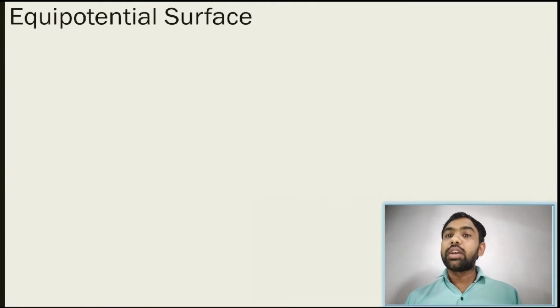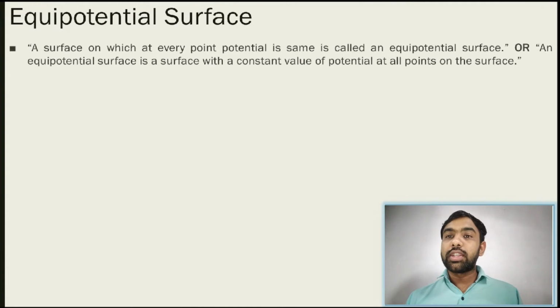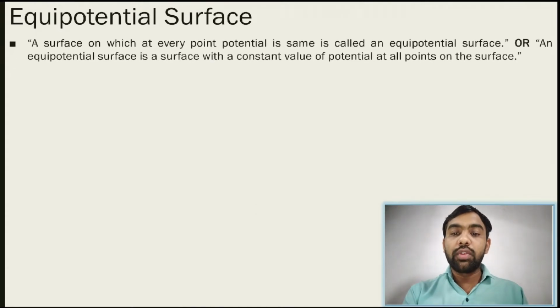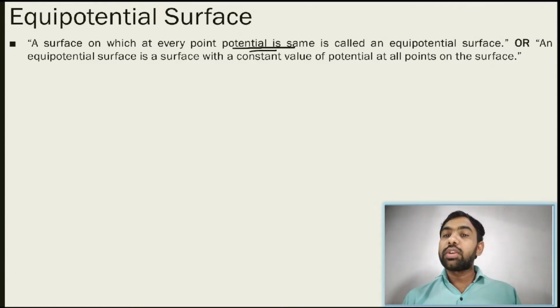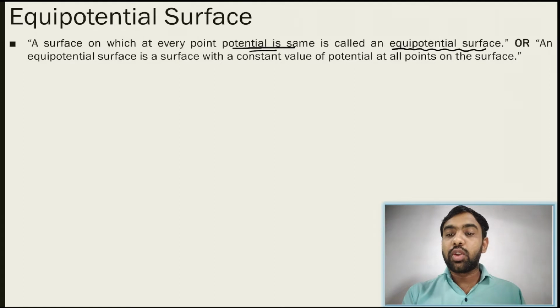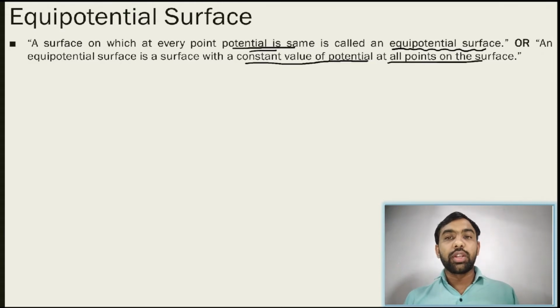Equipotential surface, a very important and useful concept. First of all, what is the definition? An equipotential surface is a surface on which the potential is the same at every point. Or an equipotential surface is a surface with a constant value of potential at all points of the surface.